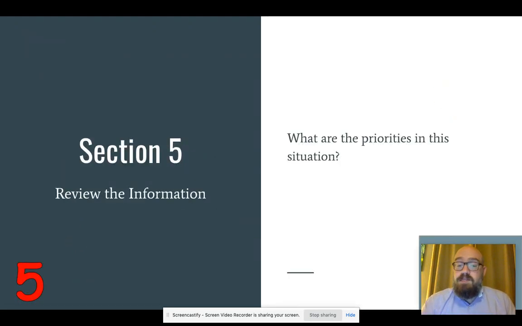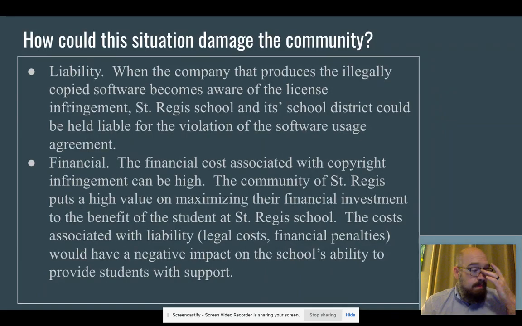We also need to look at the priorities in the situation. So first, how could this damage the community?